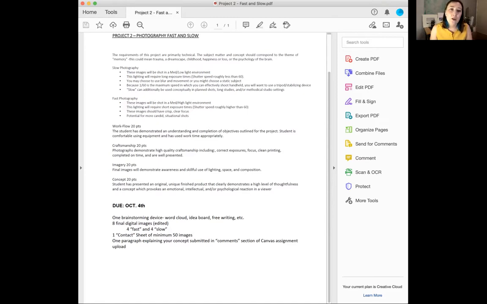This lighting will require long exposure times. Shutter speed roughly less than 60. So what does that mean? That means below the threshold of 60. Why is 60 relevant? You may remember from past lectures we talked about 60 is the threshold of hand holding. So below that, what does that mean? You can't hand hold your camera. So you will need to either use a tripod or have some sort of stand.